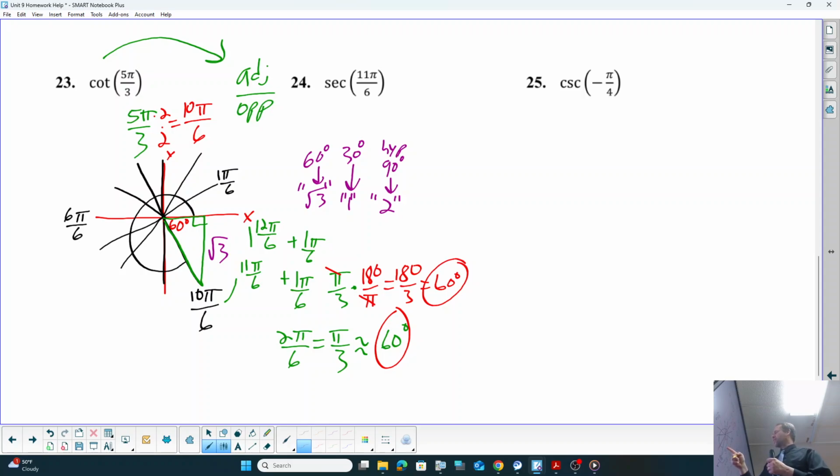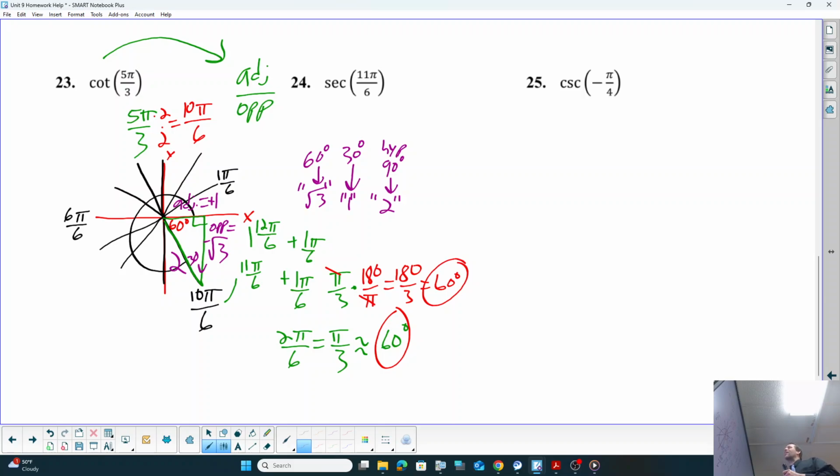So opposite 60 is radical 3. That's also the opposite side. And then the adjacent side is going to be opposite the 30 degrees, which is the short leg, so that's just 1. And that's a right one, so positive 1. And then down, we're going down, so that's a negative radical 3. And the hypotenuse is always 2. Cool. So here we go.